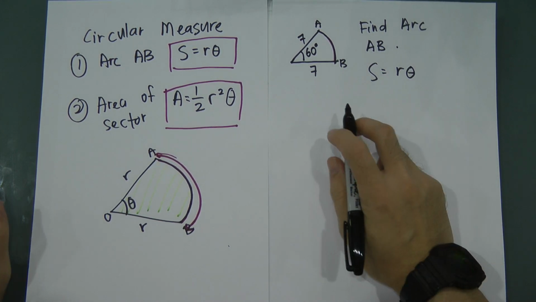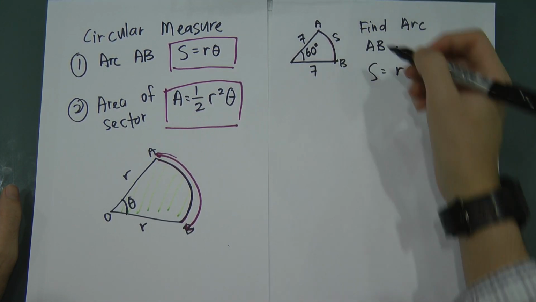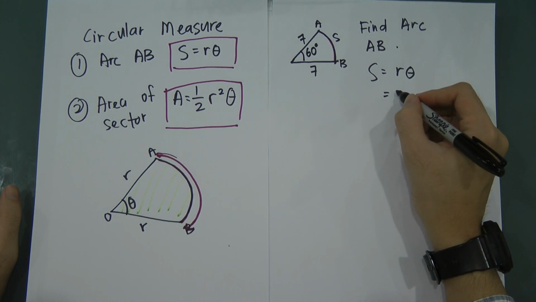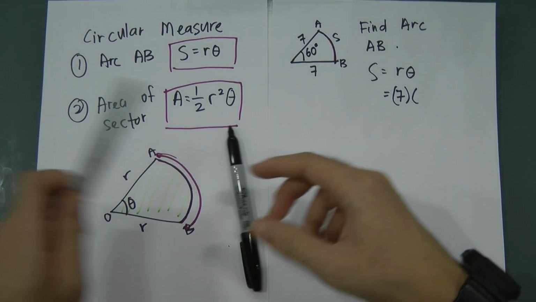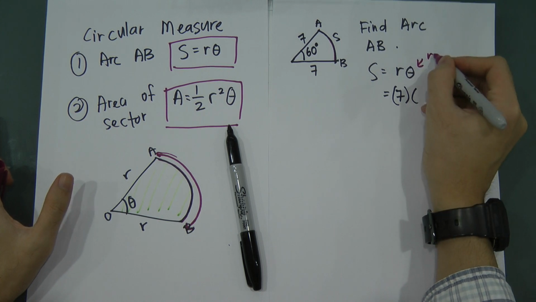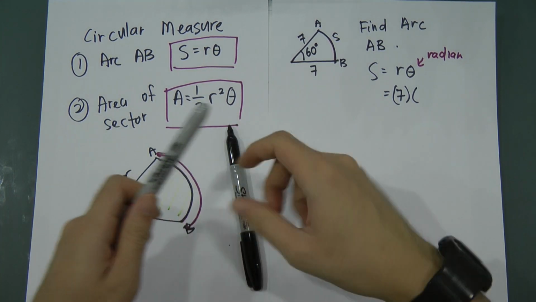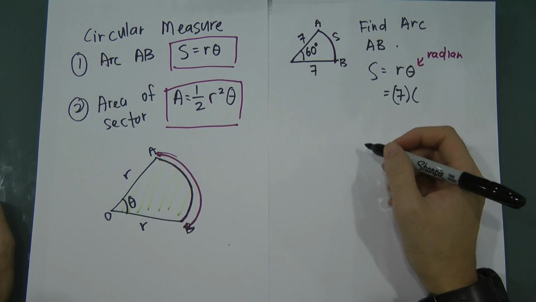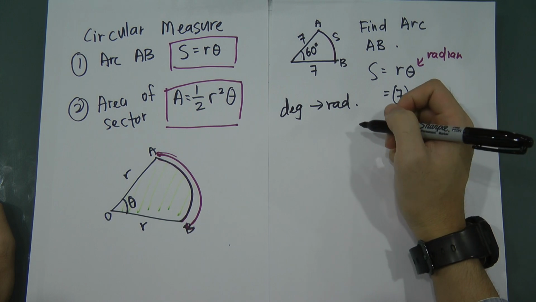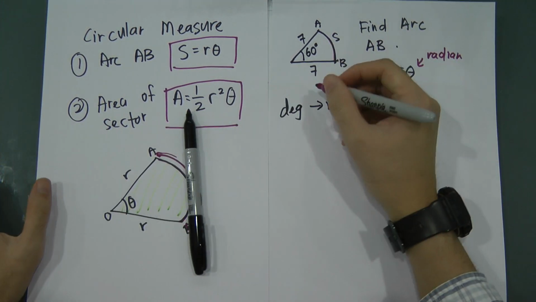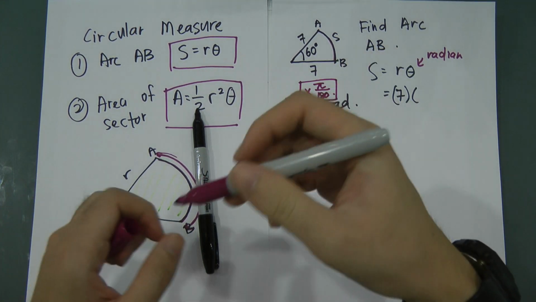A lot of students, when they see a question like this, do it very fast. They say S equals R theta, substitute R is 7 and theta is 60, and then they get it wrong. What's so important about the angle here is that it must be in radian. If you have degrees, you need to change the degrees to radian. How? We multiply by pi divided by 180.